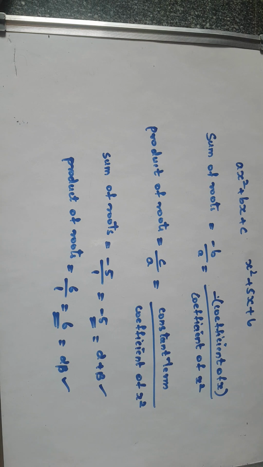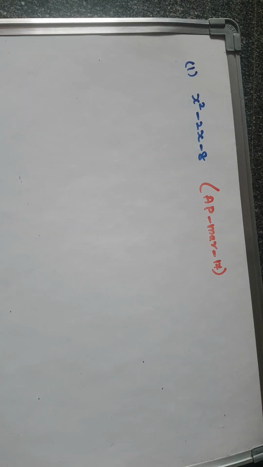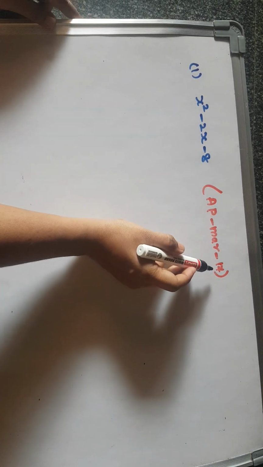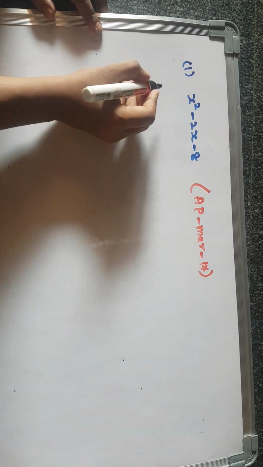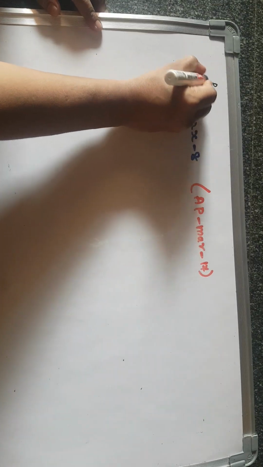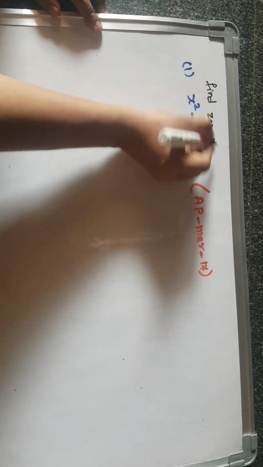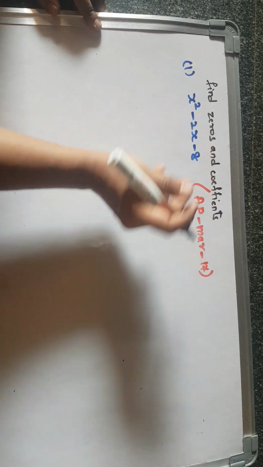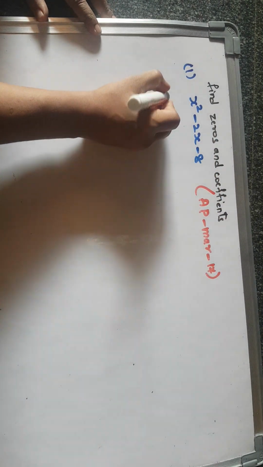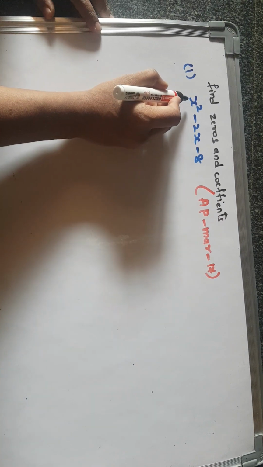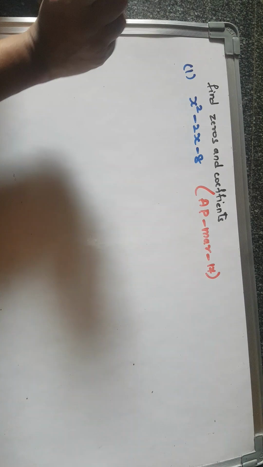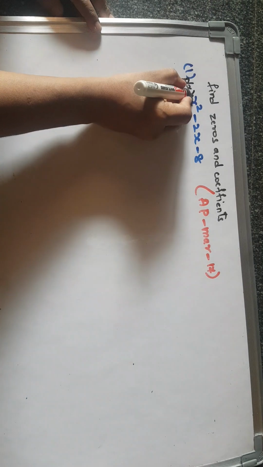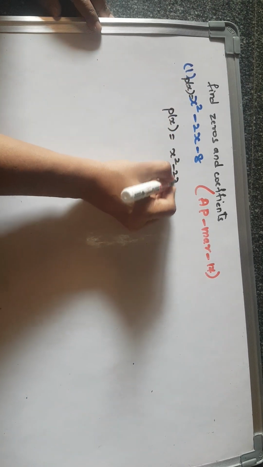Okay, let us continue with the problem. This is the first question: x square minus 2x minus 8. This is the AP March 2017 question. Now find the zeros, and find the roots with the coefficients. First find with the zeros. This is the polynomial given: p of x equals x square minus 2x minus 8.